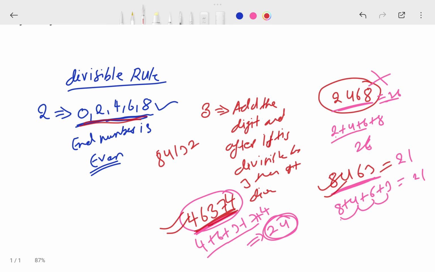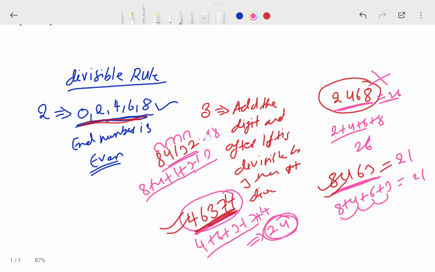Another example: 8 4 1 3 2. Now let's check if this is divisible by 3 or not. So how can you check? By adding 8 plus 4 plus 1 plus 3 plus 2. 8 plus 4 is 12, 12 plus 1 is 13, 13 plus 3 is 16, and 16 plus 2 is 18. This is going to be 18.